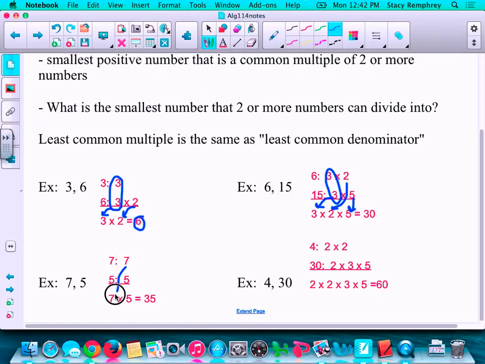Here I have 7 and 5. They didn't have any common factor, so I just brought both of them down. So 35 is the smallest number that 7 and 5 can go into. And when I did 4 and 30, I had one set of 2's that matched, and then I brought down all the rest. So using that idea again, your final least common multiple should be a number that 4 can divide into evenly and 30 can divide into evenly. It's the smallest of the numbers that can happen.